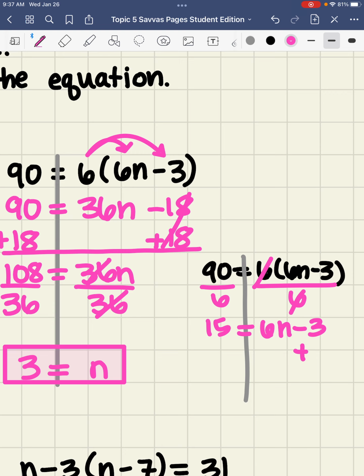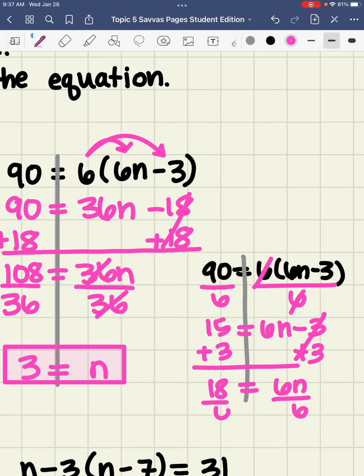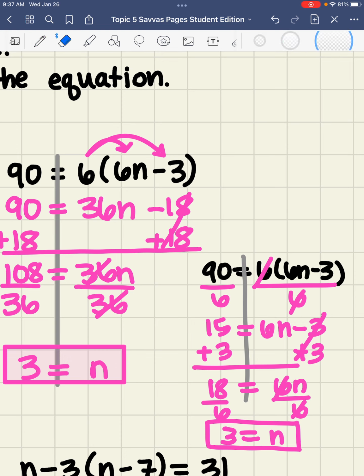Now, I need to add 3 to both sides. So my 3's cancel out. I'm left with 6n equals 18. Well, to get that n by itself, divide by 6 on both sides. So n equals 3. I get the exact same answer. So it doesn't matter how you do that, but that shortcut only applies if you have the distributive property only. If you need to combine like terms after you apply the distributive property, that shortcut does not work.